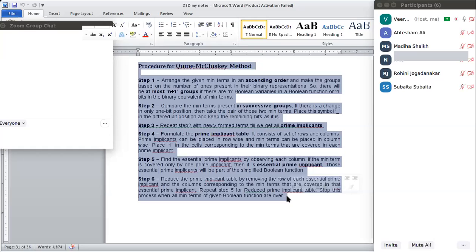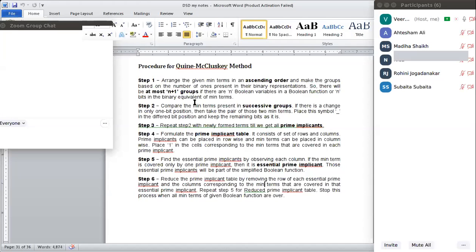Okay, so when we follow this procedure to solve a Boolean function using the Quine-McCluskey method, the first step is arranging the given minterms. They may be either minterms or maxterms. We arrange them in ascending order. On what basis are we going to arrange them? On the number of ones: the number of ones in minterms and the number of zeros in maxterms.